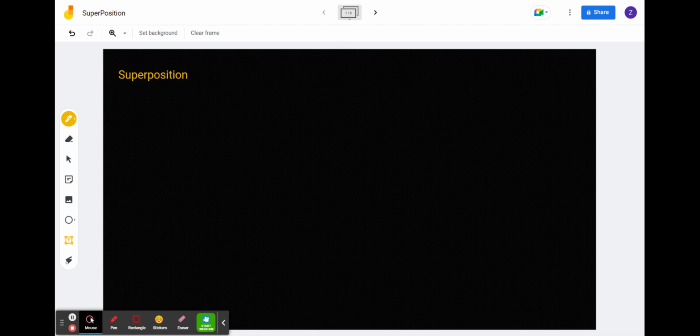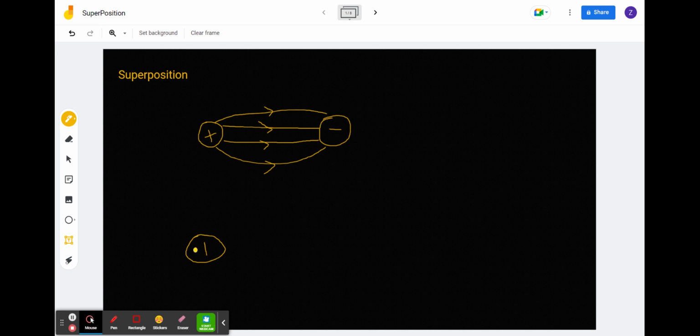So superposition refers to the idea that you can add electric fields to get the net field. What does that mean? The principle of superposition is that if I have a system of particles, let's say a positive particle and a negative particle, there will be an electric field here, correct? Going from the positive to the negative.